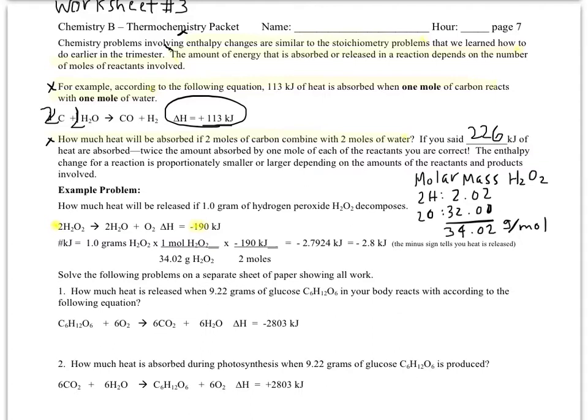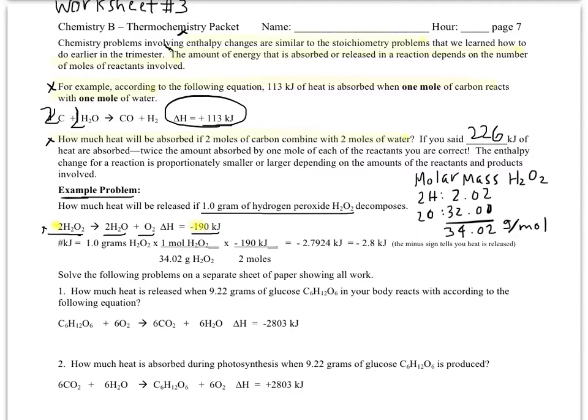All right, so let's use that to do a calculation. Here is our first example problem, and this is what your homework is going to be like. The example problem asks how much heat will be released if 1 gram of hydrogen peroxide, H2O2, decomposes. So we have an equation for that reaction here, and it's showing that if you start with 2 moles of hydrogen peroxide, it's going to break down into 2 moles of water, 2 moles of oxygen, and it is going to release 190 kilojoules of heat.